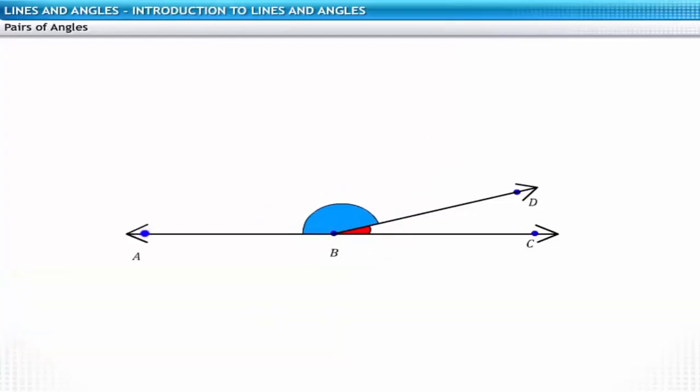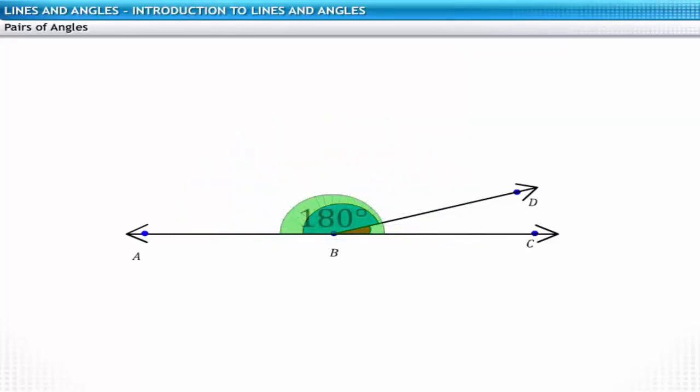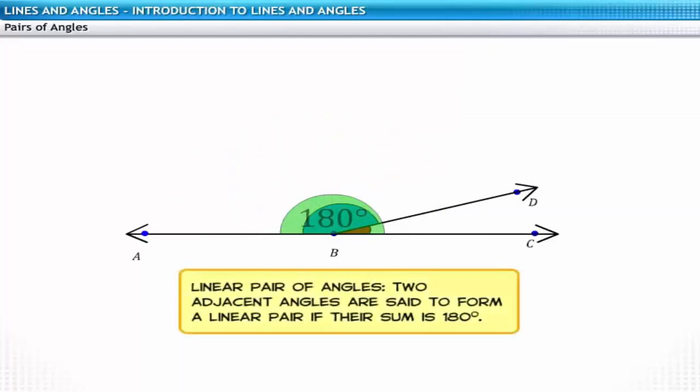Observe the adjacent angles ABD and DBC. The sum of these angles is equal to 180 degrees. Such a pair of angles is called a linear pair. Here the common arm is BD, and the non-common arms BA and BC form a straight line AC.